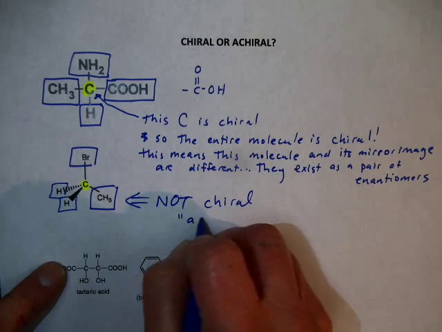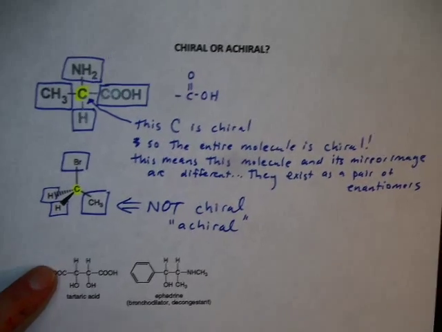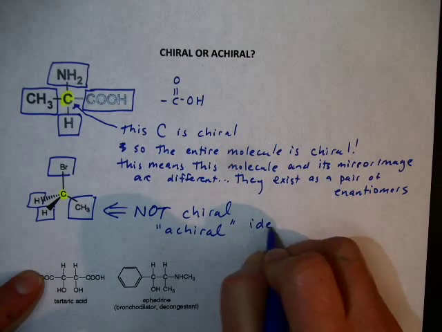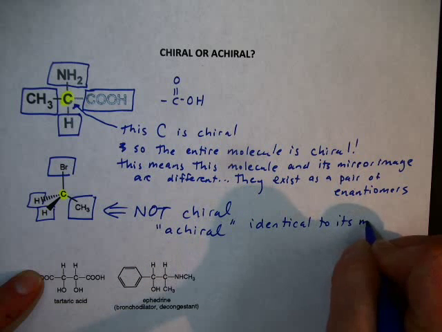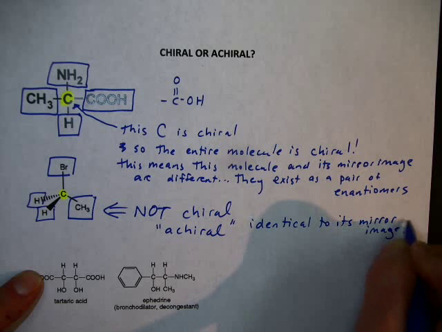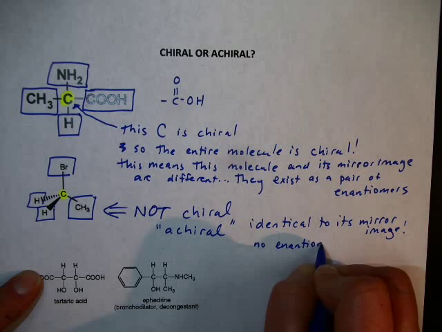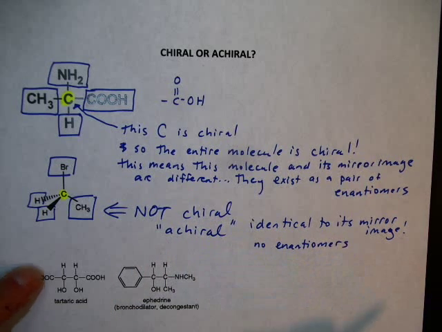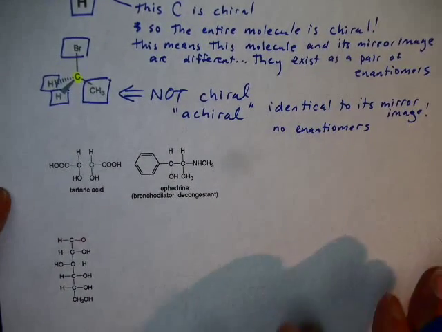It's achiral, which means it will be identical to its mirror image. It's identical to its mirror image. It does not exist as a pair of enantiomers. There is no enantiomer because it's achiral.